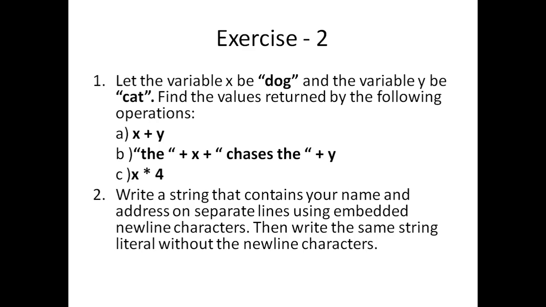I have given two exercises here. You can simply type this. Assign variable x to dog and variable y to cat, and then check the values that will be returned when we do all these three operations. Simply you can type and see. Another exercise is to write a string that contains your name and address on separate lines using embedded newline characters. Then write the same string literal without the newline characters. So how to remove those newline characters and how to print that address in three different lines. These two exercises you can practice.